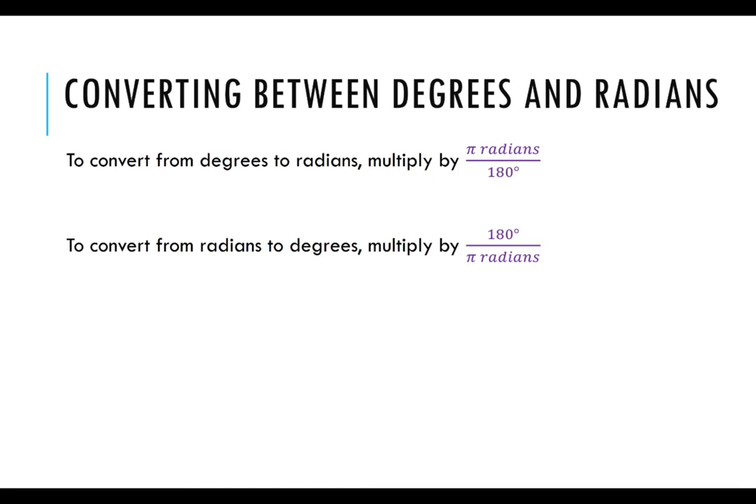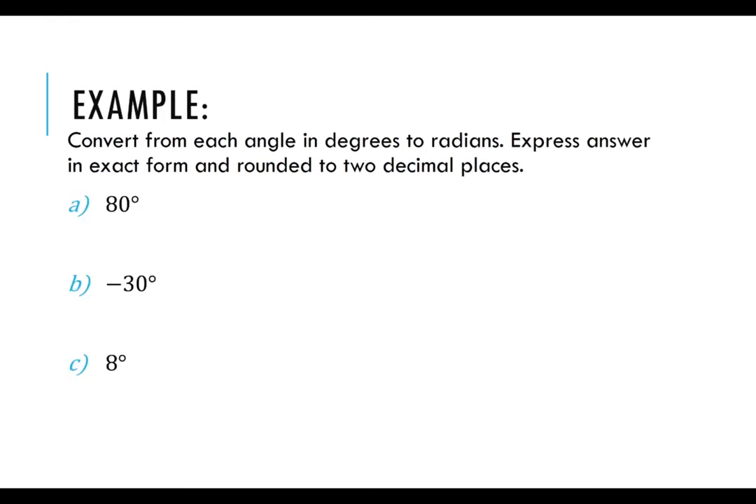If we're trying to convert from radians to degrees, well, you need to cancel radians. Radians are a unitless measure, but that still means radians need to be on bottom. And so you're going to just do this multiplication of 180 divided by pi, and whatever you get is your degree answer. So we're going to convert from each angle in degrees to radians, and we're going to do two things. We're going to express the answer in exact form, and we're going to round it to 2 decimal places.